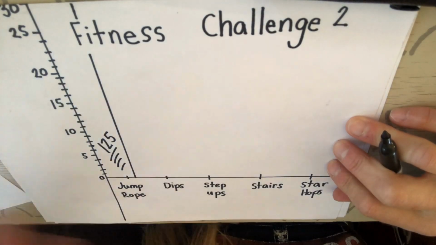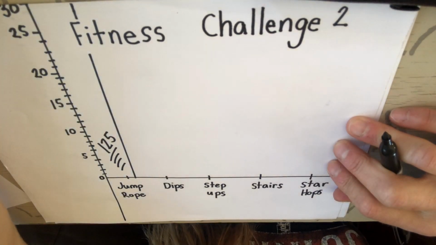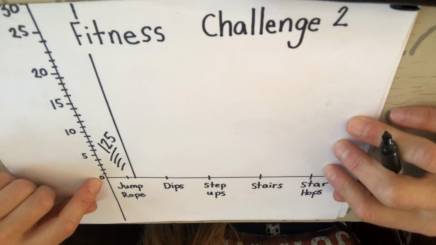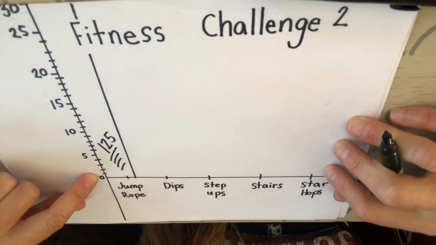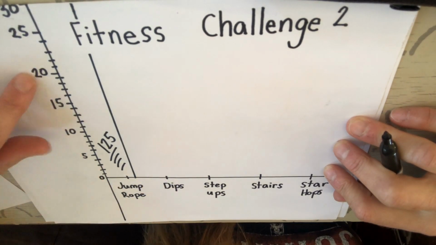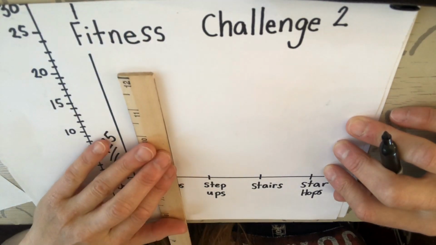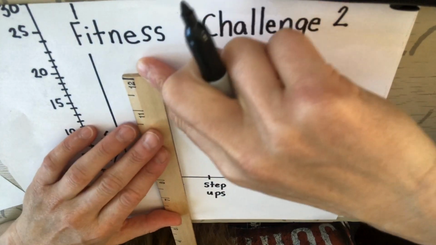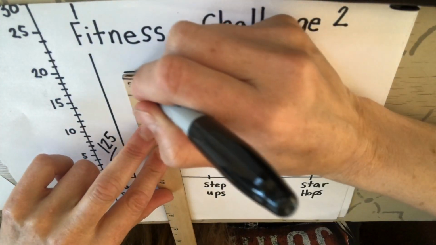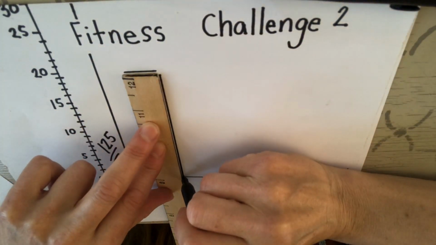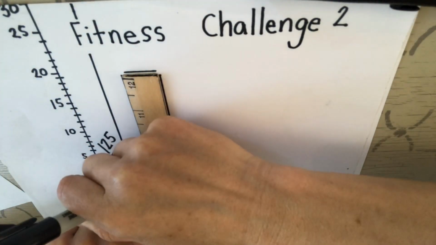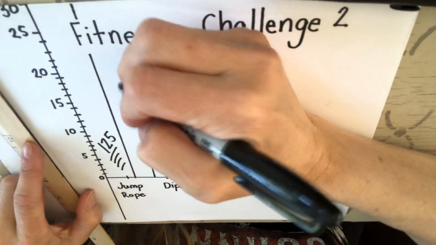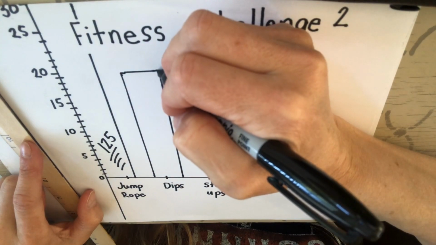Now my next one is dips, and when I collected my information for dips, I got the number 20. So here's dips, and I'm gonna go up 5, 10, 15, 20. I'm gonna take my ruler, and I'm gonna look where exactly 20 is, across right where dips is, and all I'm gonna do is trace my rectangle ruler all the way down. I'm gonna look, yep, there it is. I'm gonna just even out the corners.